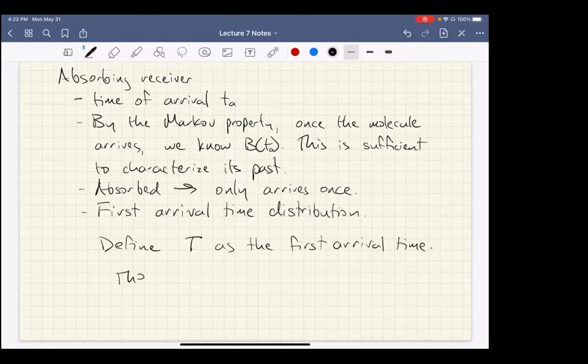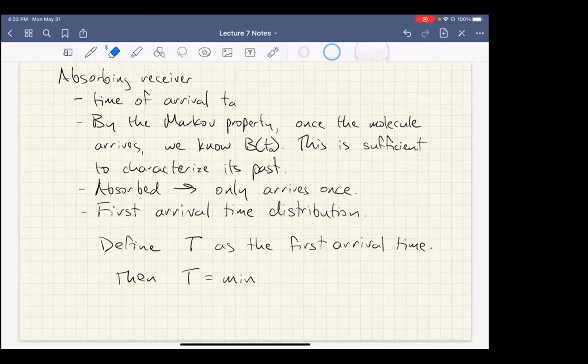Then capital T is equal to the minimum of... okay, so notionally you can imagine that the Brownian motion could continue after arrival. I mean, we assume that it's absorbed so that the motion is terminated. So this is still notionally true, but you can also imagine it continuing.